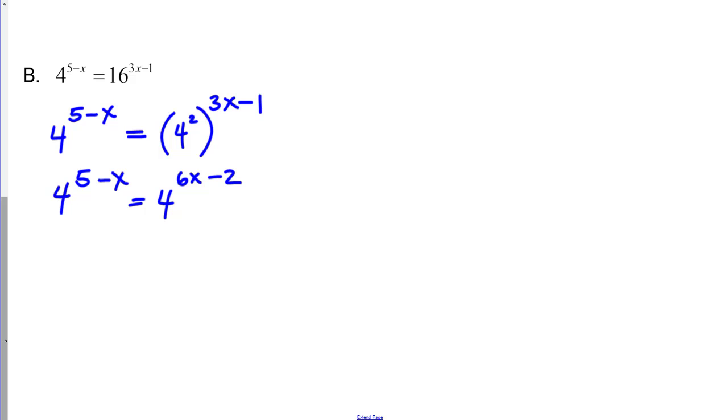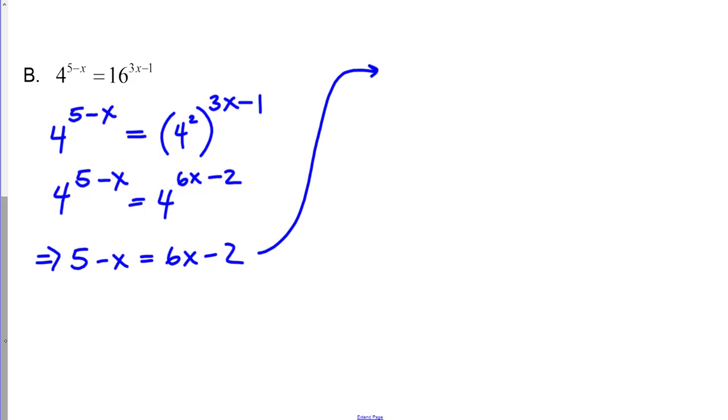And I have two exponential functions where the base is 4. Likewise, I could have changed both of them into a base 2, but as long as the base is the same, it doesn't matter what the base is. So that means 5 minus x is equal to 6x minus 2, which is a linear equation and relatively easy to solve at this point. So let me come over here where I have a little bit more space.